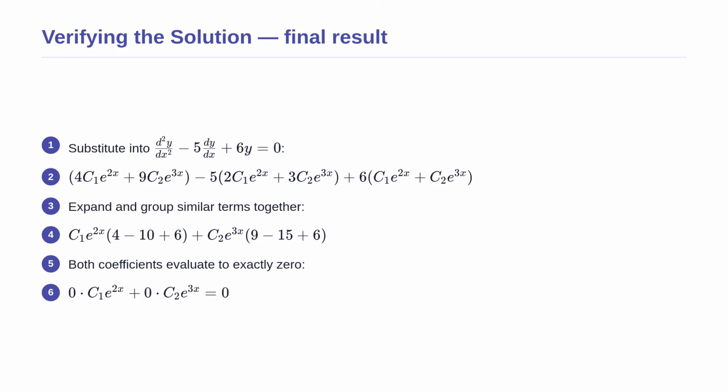When we add the coefficients in each group, they both evaluate to exactly 0. The entire left side collapses to 0, perfectly matching the right side. This proves beyond any doubt that our general solution is mathematically sound.